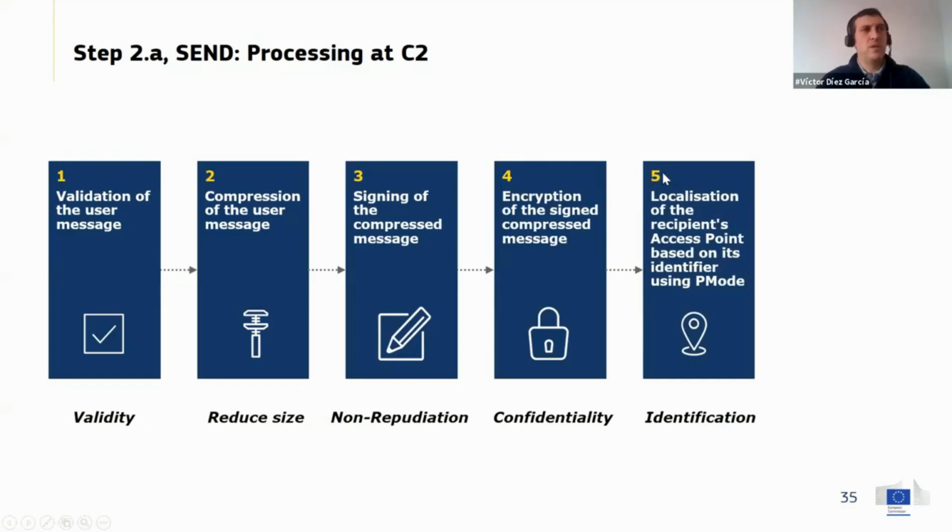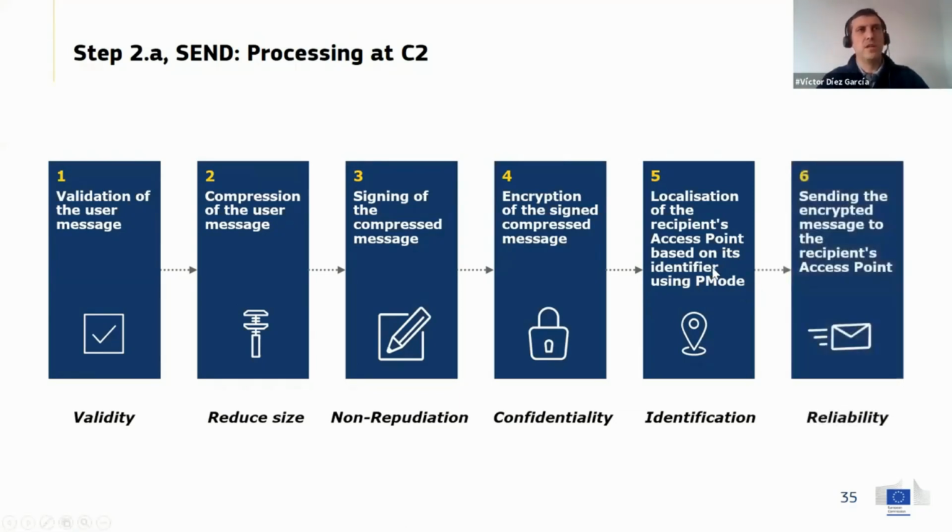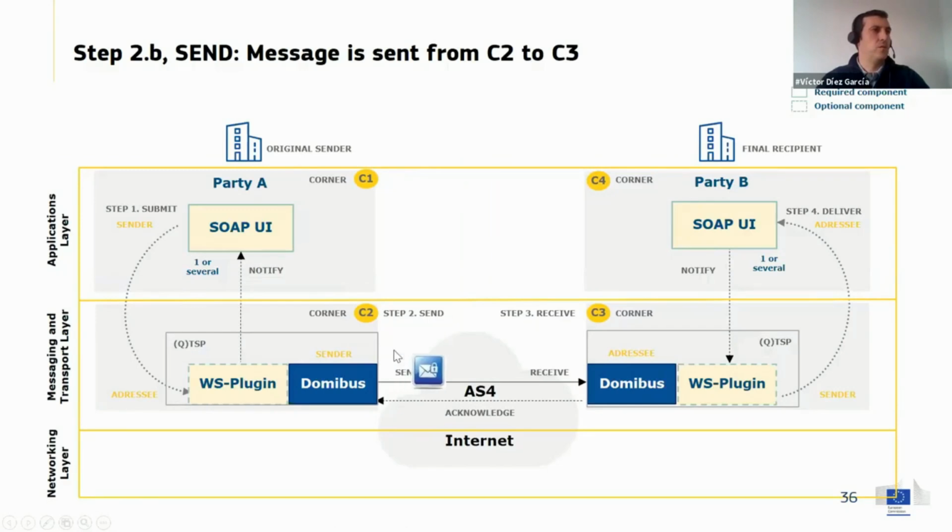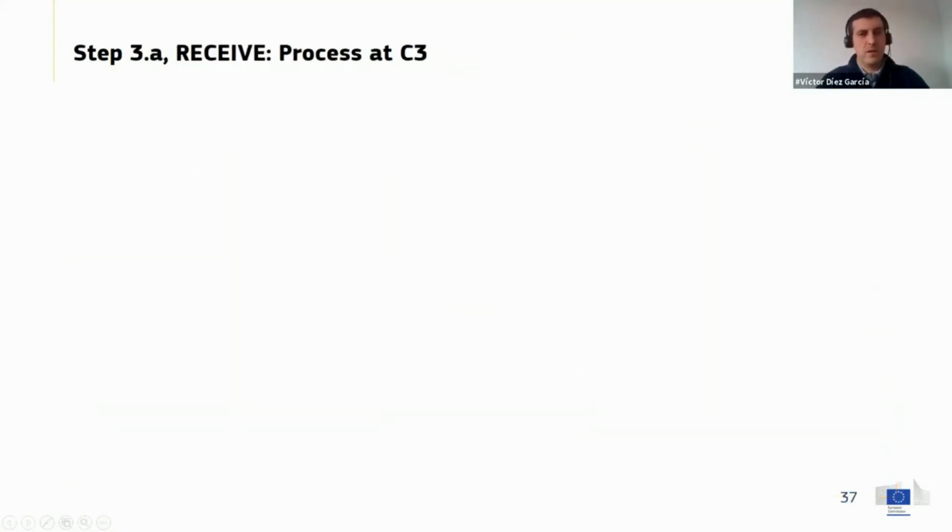Once this has happened, the party will be looked up in the pmode to see what is the access point that has to receive this message. And then the message will be sent with all these, let's say, layers on top. It will be sent encrypted, signed, and zipped to the recipient access point. We can see here graphically how the message has moved. And then what happens at C3?